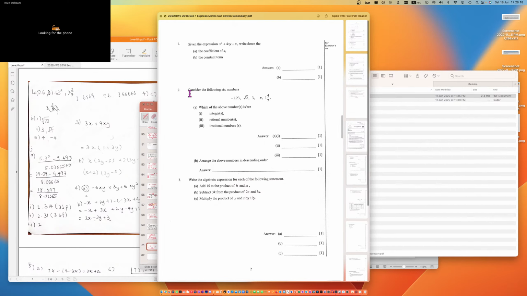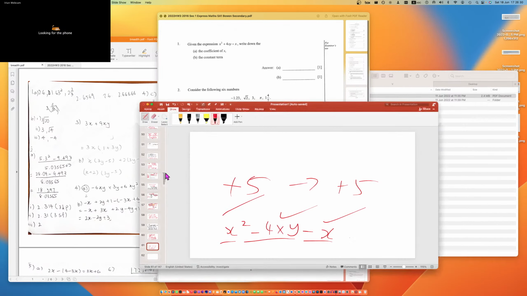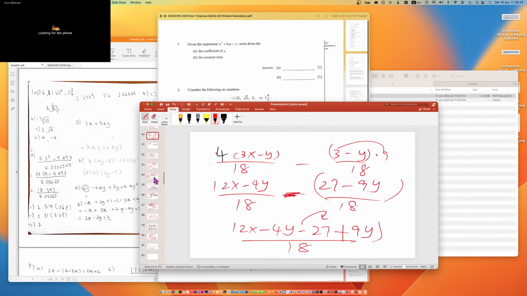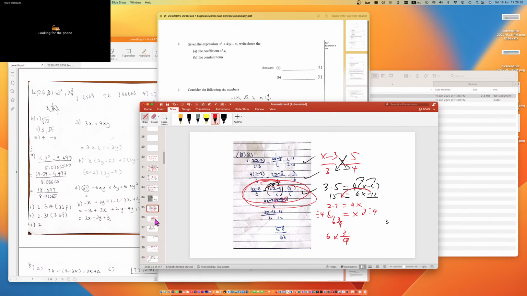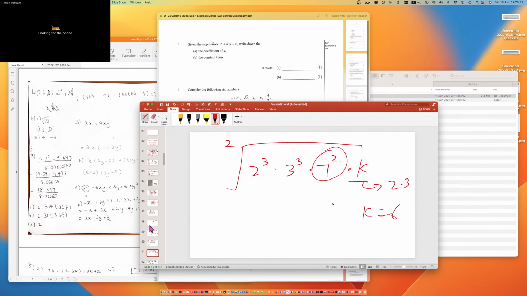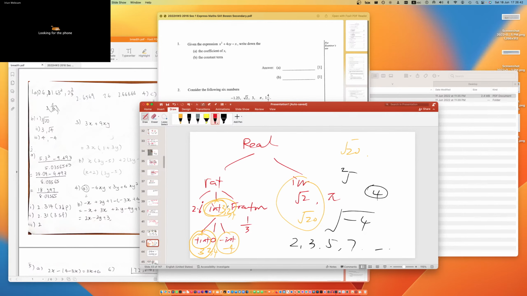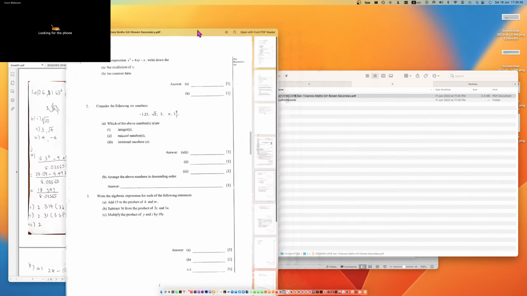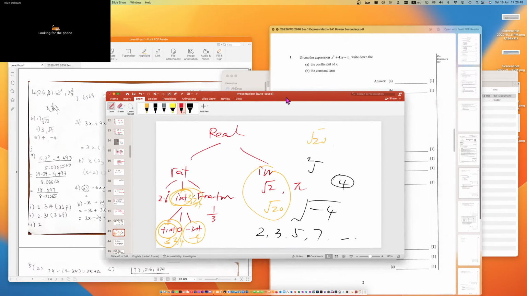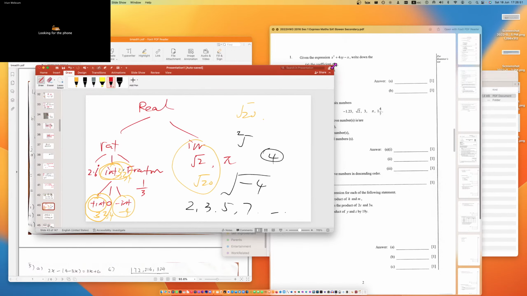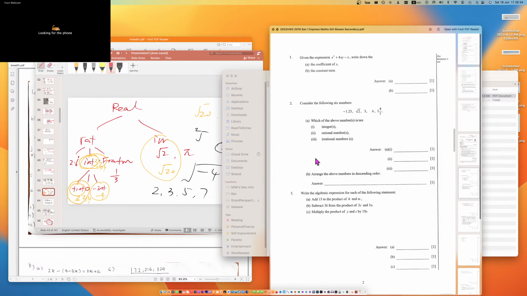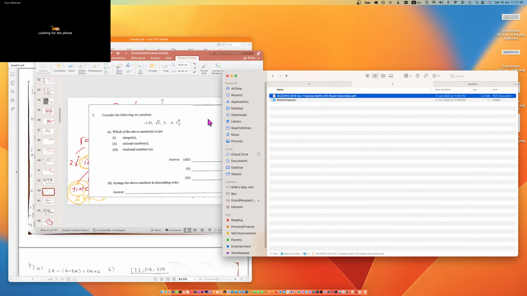Okay, so next, this question is something to do with the real numbers tree branch from just now. Did I write it somewhere here? Then maybe I can probably use back the tree branch.